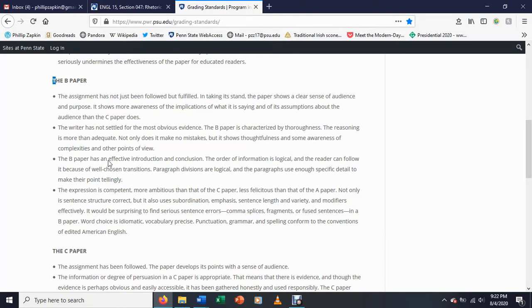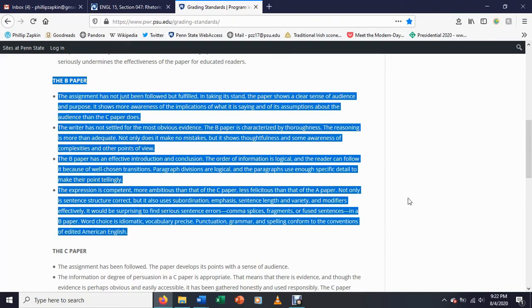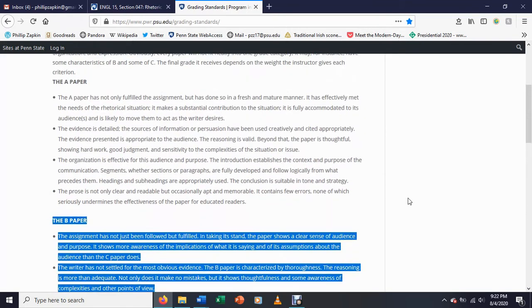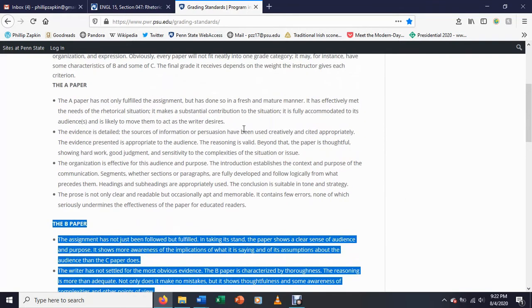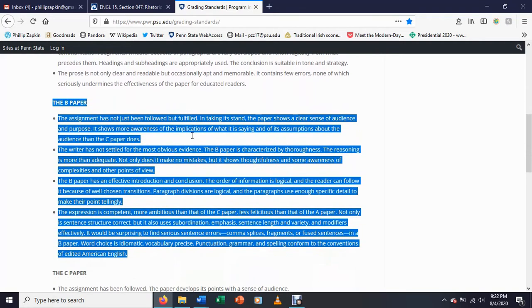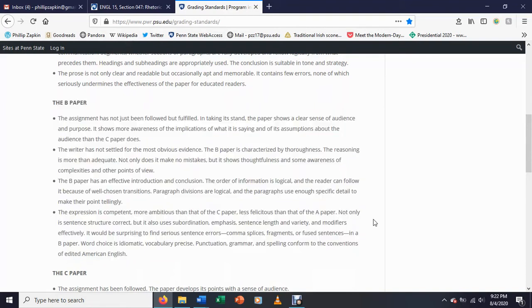So, in a nutshell, the B paper is strong. It's not necessarily as exciting and original and creative and thorough as the A paper, but it's exceeded the minimum requirements for the assignment. It has done something good. It's insightful, it's strong, it's well written.